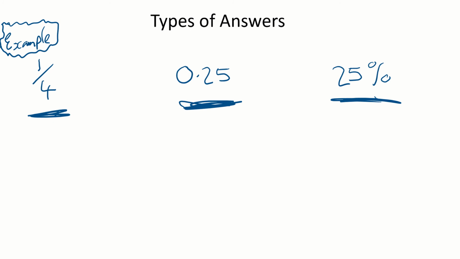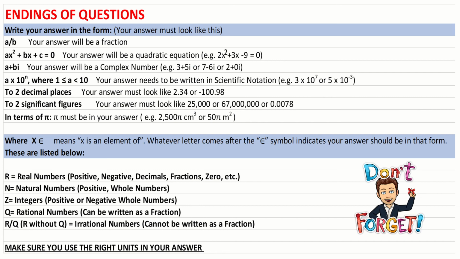In terms of all your questions, I've written out the forms in which your answers could take. If you look at the blue bits, the question will ask you to write your answer in the form, and then it will say one of these things here. And then it'll say, where x is an element of, and then it'll give you a choice for those. So I'm just going to walk through those bit by bit.